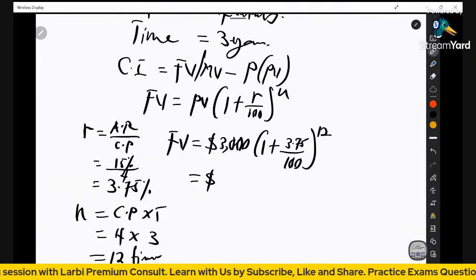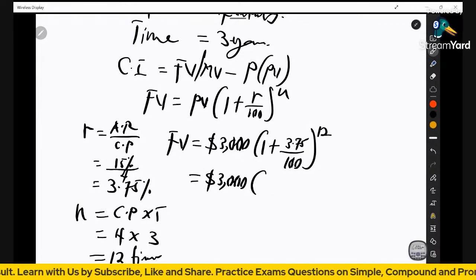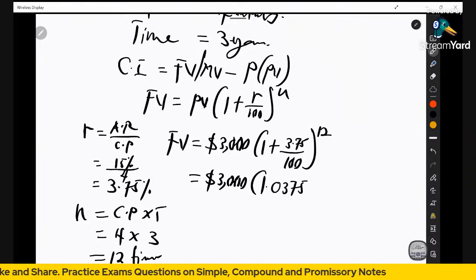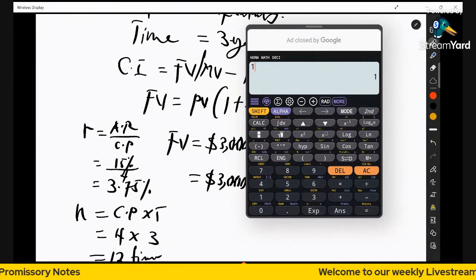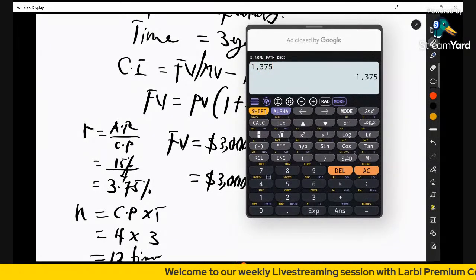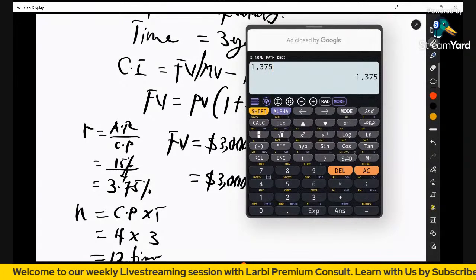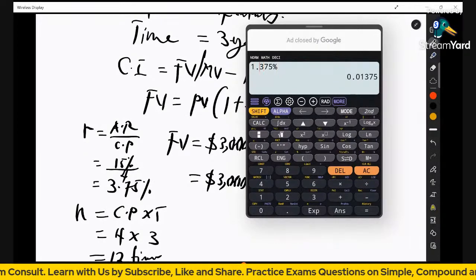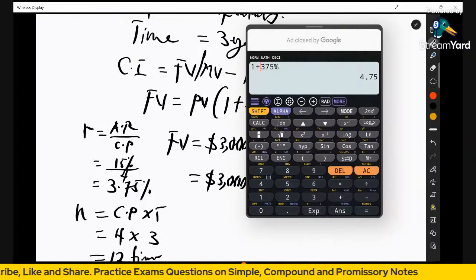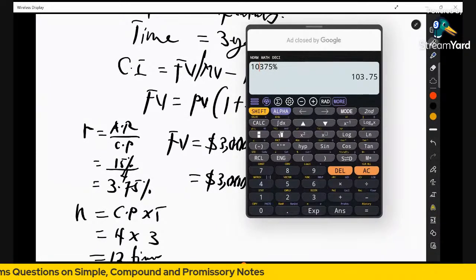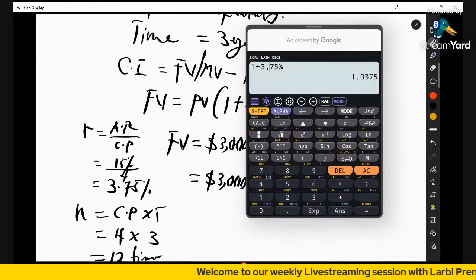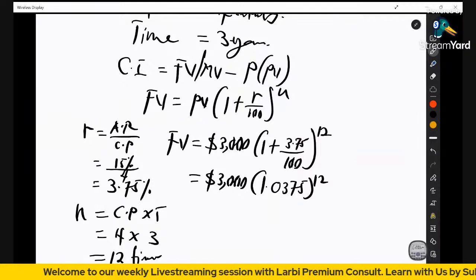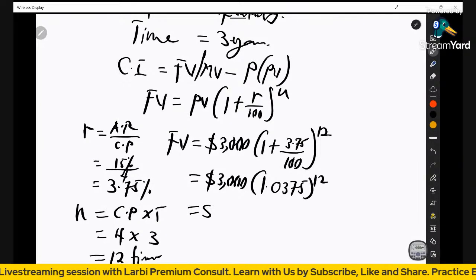So therefore, we can write this as 3000 times the whole of this, which is 1.0375, I hope that is true, all to the power 12. Let me confirm. 1 plus 3.75 divided by 100. Okay, so I think it's correct. 1.0375.